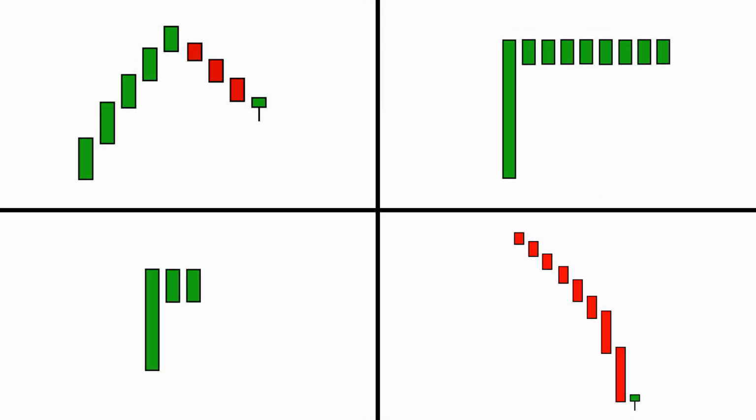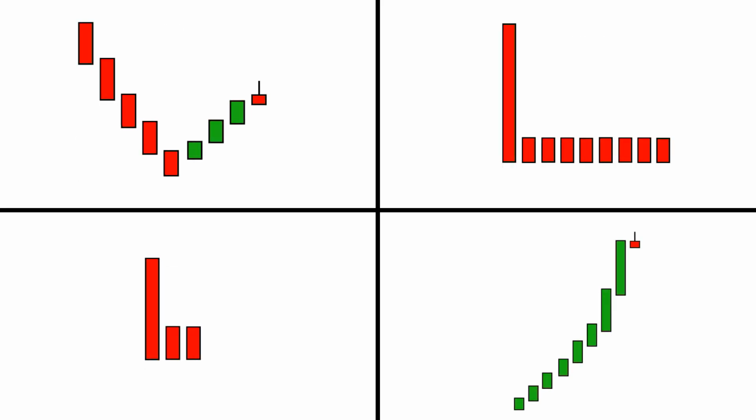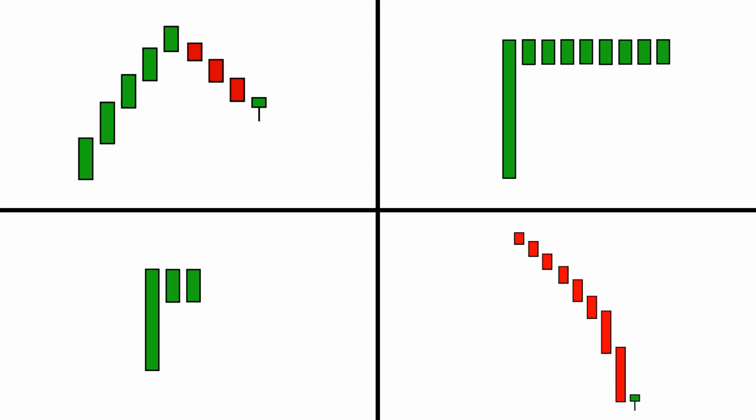And there's really only 4 patterns I scan for: the buy setup, the breakout, the climactics, and the 1, 2, 3 pattern. Now, technically, there's 8 if you want to count the short side as well, but it's the exact same thing, just the flip side. So let's just get one side down first and focus on the longs for now.